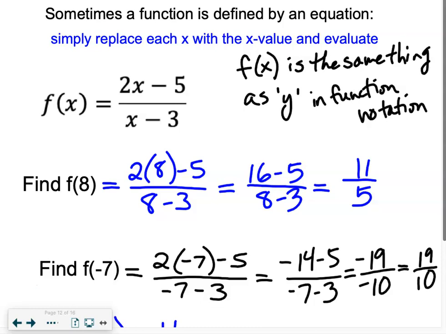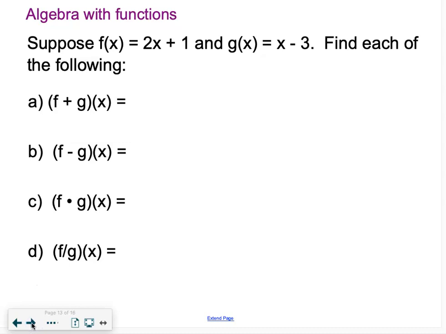Okay, let's move on, because we only have like 8 minutes left. Okay, algebra with functions. So f of x is 2x plus 1. g of x is x minus 3. Part A, find f plus g of x. I want you in your groups. I'm going to give you 15 seconds to take a guess at what f plus g of x is. Go. 3x minus 2. Yeah, the answers of those two functions plus each other.